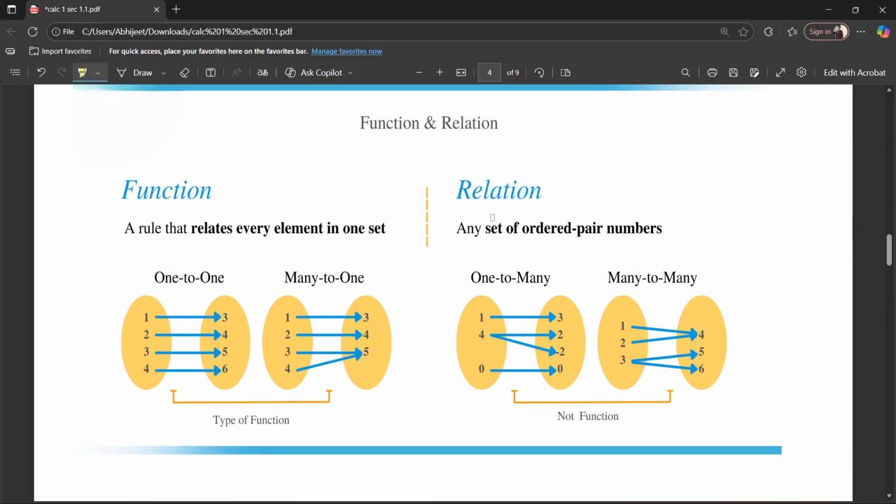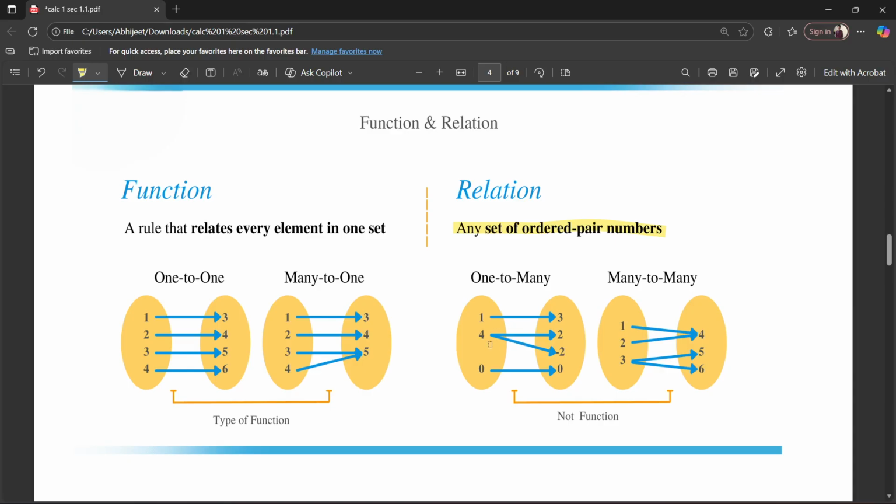Now, functions are essentially a subset of a bigger mathematical concept called relations. Now, what is a relation? A relation is essentially a mapping. It's a mapping from one set to another set, or it's any set of ordered pairs.